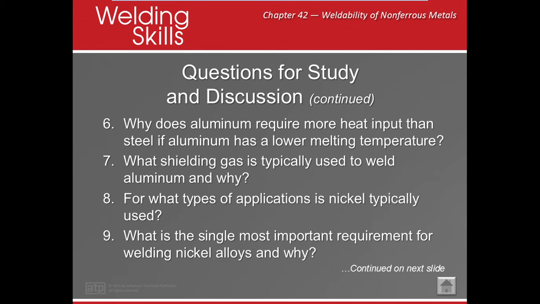What shielding gas is typically used to weld aluminum, and why? 100% argon is commonly used when we weld aluminum, but an argon-helium mixture can be used for deeper penetration. But we also have to remember helium is a lot more expensive and requires higher gas flow rates. So it's not always the best, but even on thicker sections of aluminum, we can use 100% helium. And we're going to also use DC electronegative.